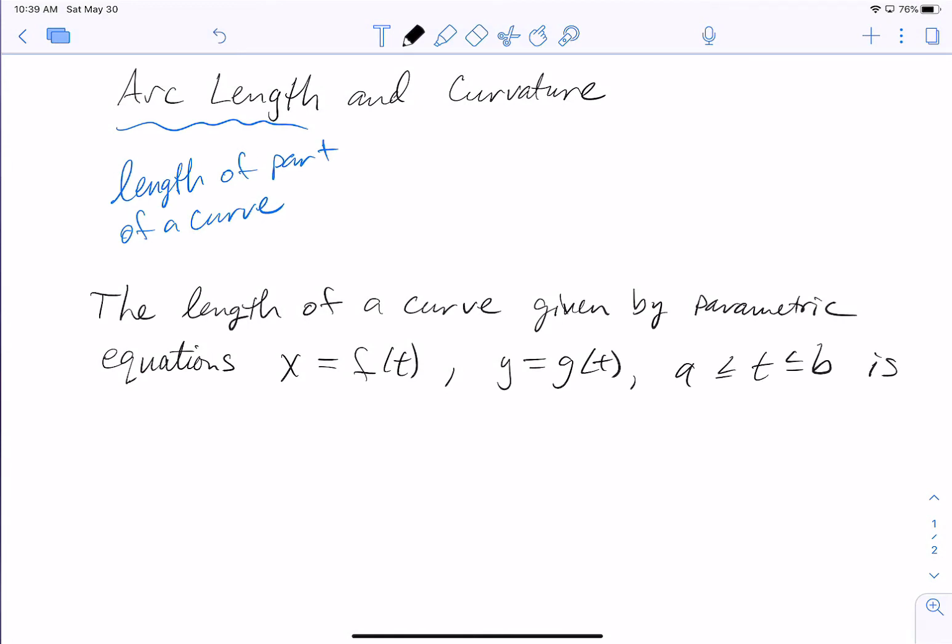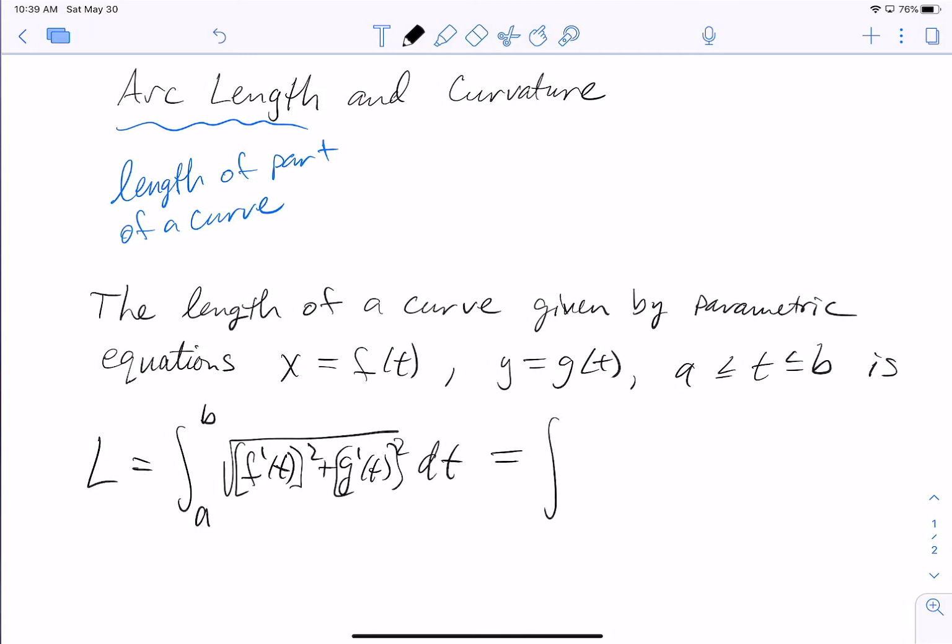is L is equal to the integral from a to b of the square root of f prime of t squared plus g prime of t squared dt. And that can also be expressed in Leibniz notation as the integral from a to b of the square root of dx/dt squared plus dy/dt squared dt.